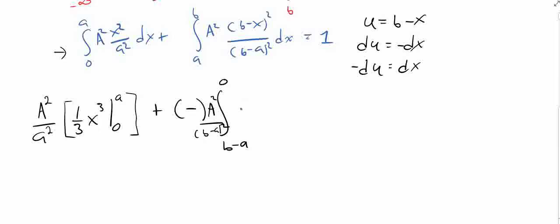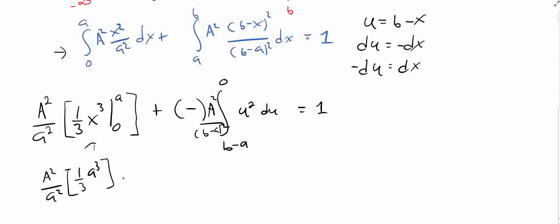And then we'll have u squared du is equal to 1. Now this first integral, when we plug a in, we get a cubed, and then when we plug 0 in, we get 0. So this right here is just going to evaluate to a squared divided by a lowercase a squared, all of this times 1 divided by 3 times lowercase a cubed. And we obviously see this a squared and this a cubed will cancel out, and this will give us a times lowercase a divided by 3.